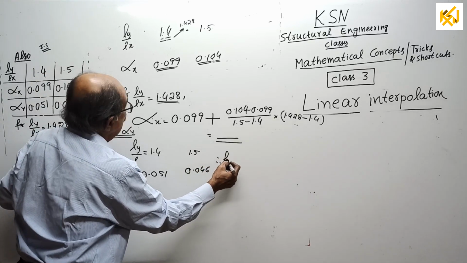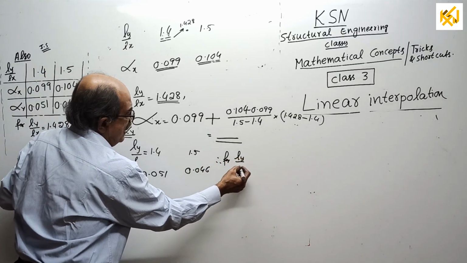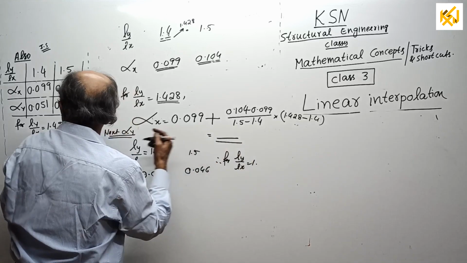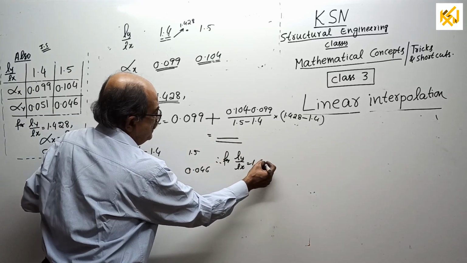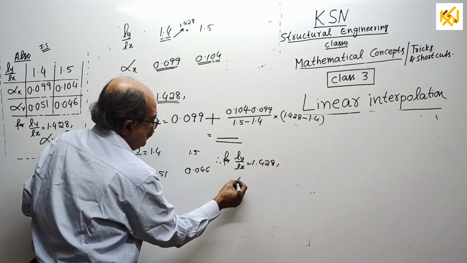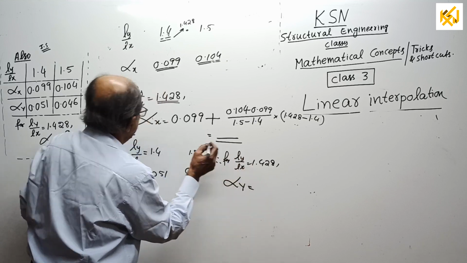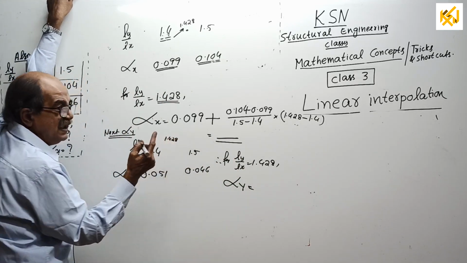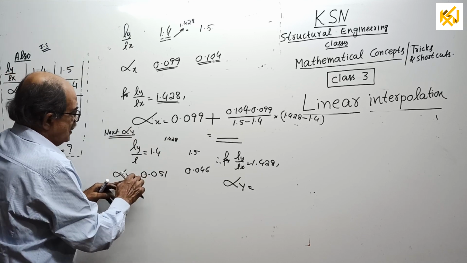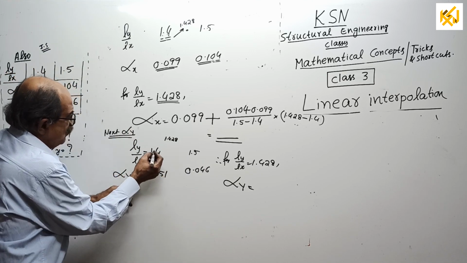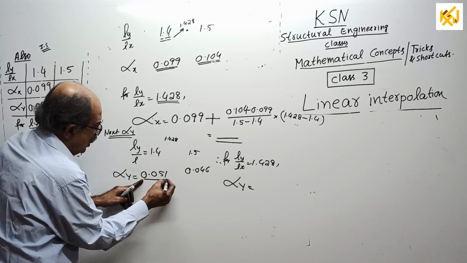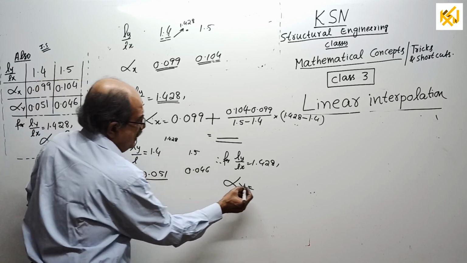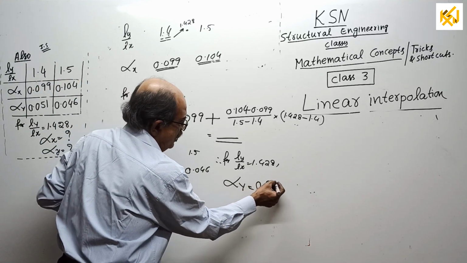Therefore, for Ly by Lx equal to 1.428, find alpha y. 1.428 is somewhere here. You don't have to write it this way, just imagine. Start from this side. For 1.4, it is 0.051. Put the finger here. It is 0.051.